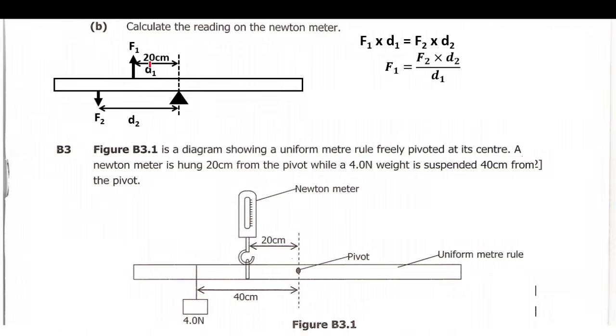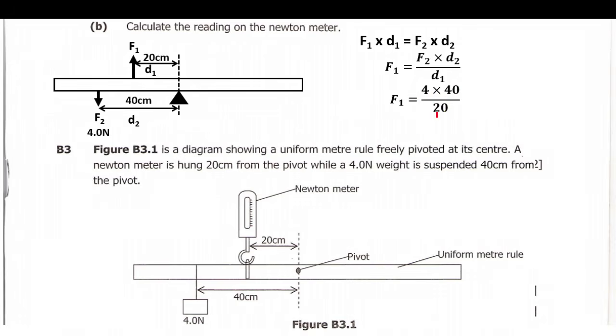D1 is actually 20 centimeters from the pivot. Then D2, from the pivot to the force, is 40. Then F2 is 4 Newton. Then we'll substitute. Where there's F2, we'll put 4, then D2 40, then D1 20. So our step will look like this: 4 times 40 divided by 20.